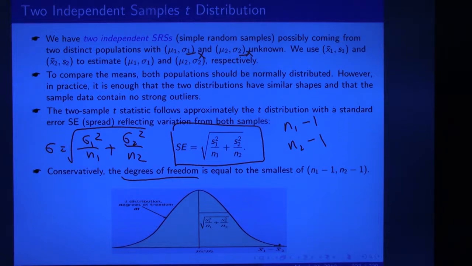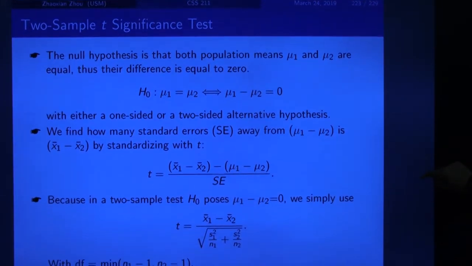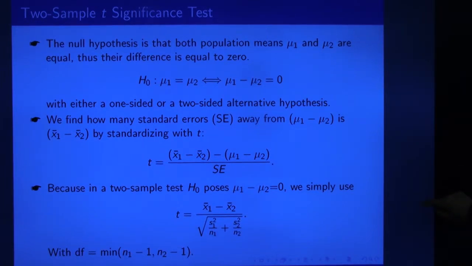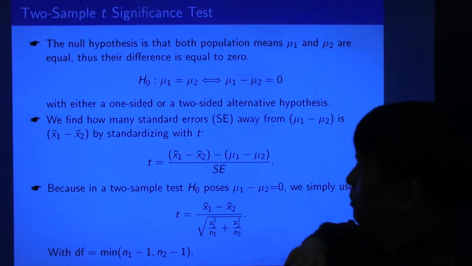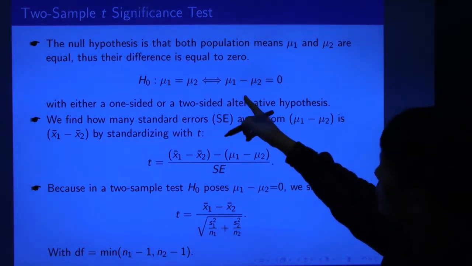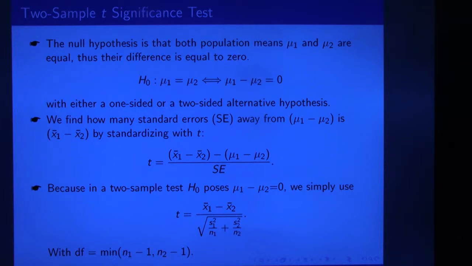As in the two sample z-test, next we state the hypothesis. Again, because we want to compare if these two samples are from the same population, H0 will be mu1 equals mu2, which means mu1 minus mu2 equals 0, with either one-sided or two-sided HA.